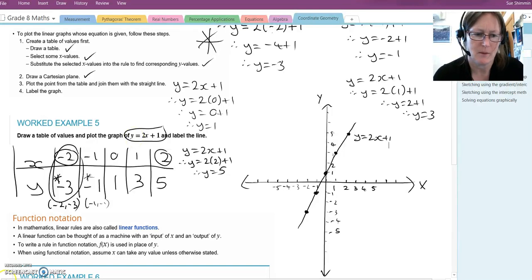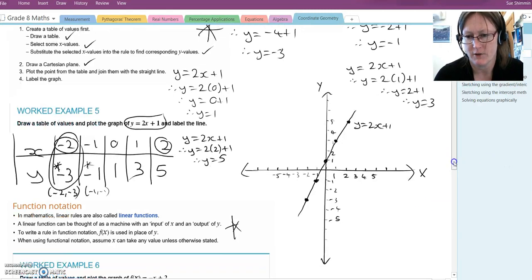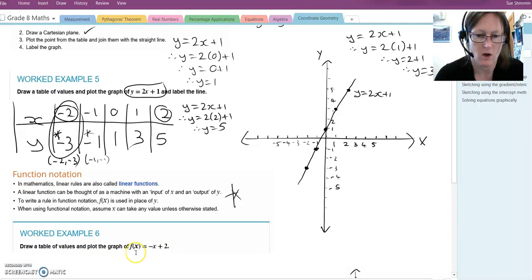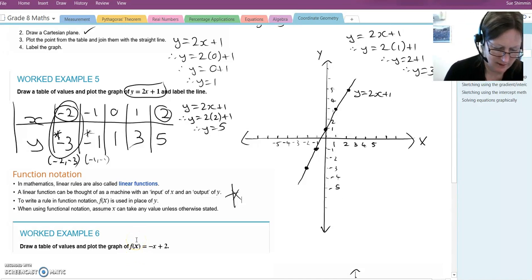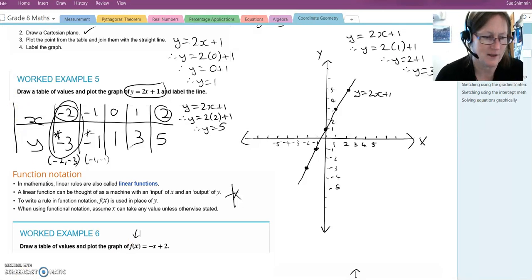Okay, for our next worked example: in maths, linear rules are also called linear functions. I'm reading from here. A linear function can be thought of as a machine with an input of x and an output of y. To write a rule in function notation, we put f(x) instead of y. So you can see here that instead of y, f(x) has been put. That's function notation. When using function notation, assume x can take any value unless otherwise stated.